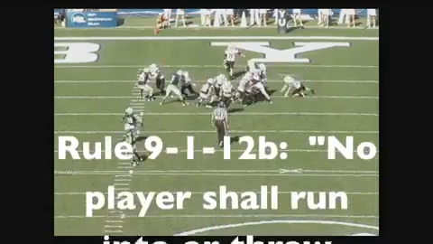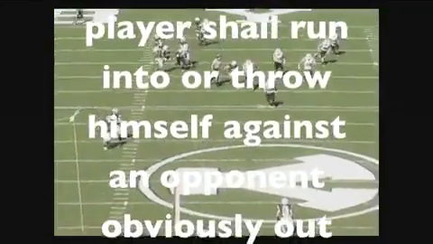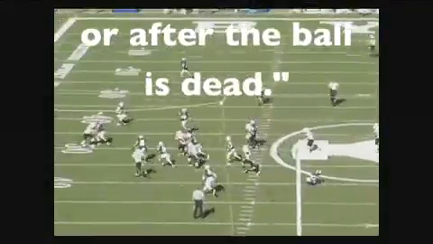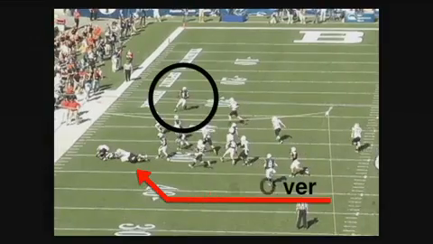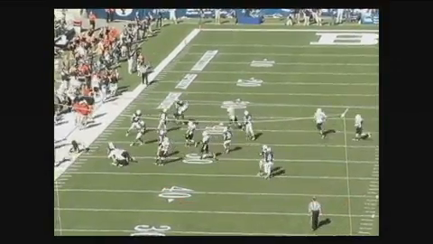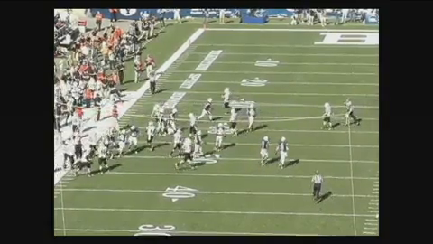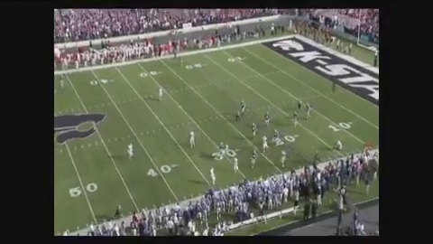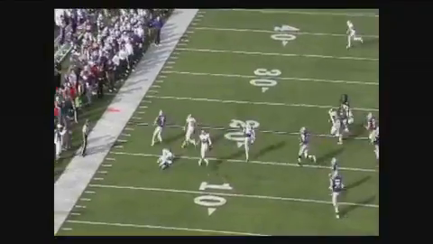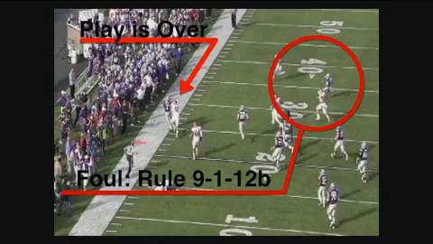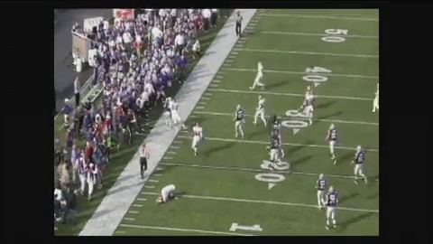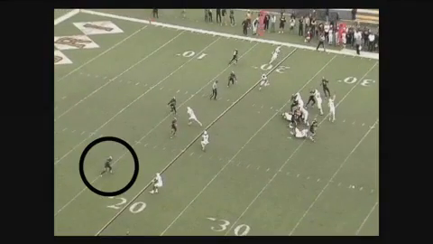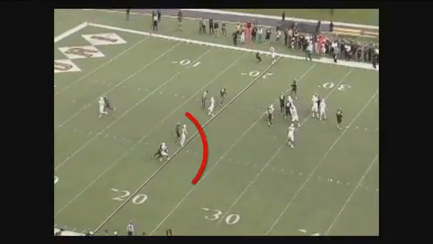Rule 9-1-12 deals with hitting players who are obviously out of the play. It does not matter if the ball is live or dead. Players who are not making an obvious attempt to involve themselves in the play are protected from unnecessary contact, as well as receivers when the ball is obviously uncatchable or overthrown. This is not only contact to the head and neck, but any intentional action that is unnecessary in nature against a player who is clearly out of the play must be called. This requires great discipline in mechanics, and we must stay focused in our area of responsibility to officiate this action.